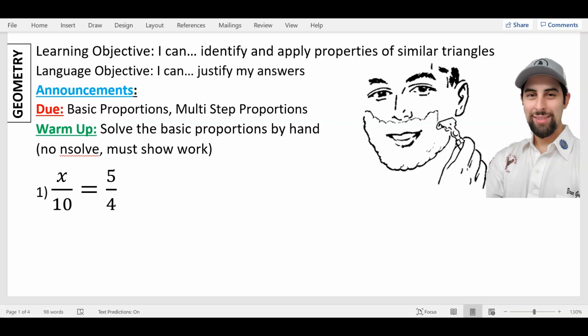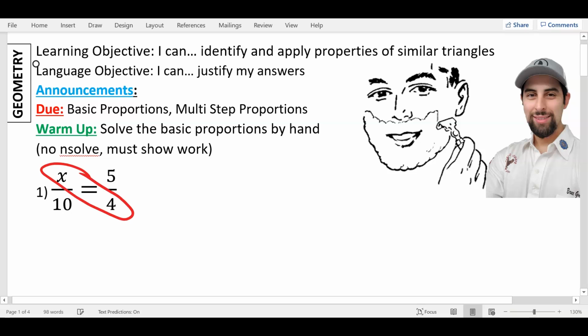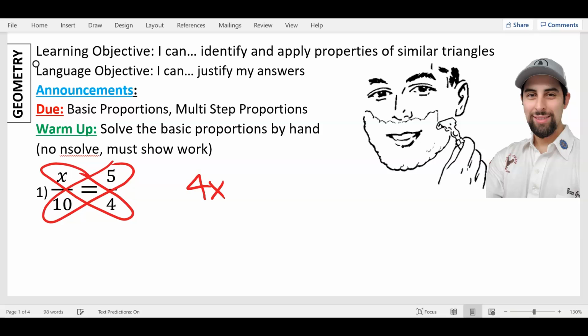Like we learned the last 2 days, we're doing cross multiplying and dividing, or you can call it the butterfly method. So x times 4 is 4x. And then 5 times 10, don't forget the equals. 5 times 10 is what? 50. So 4x equals 50.